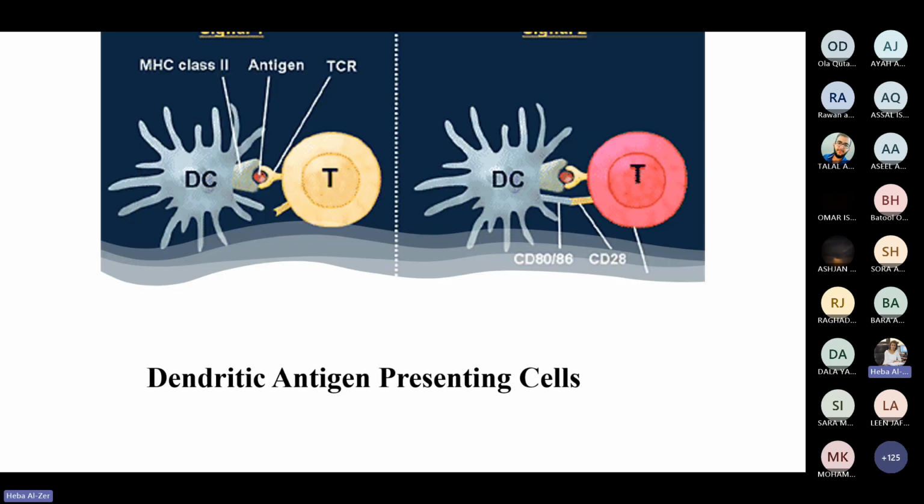What does this cell do? They actually look for antigens. They catch the antigen and then give it to the T cell, which does the rest of the immunological reaction to defend the tissue against this antigen.